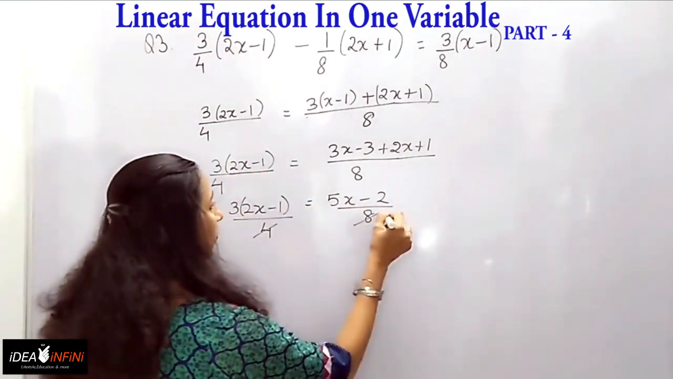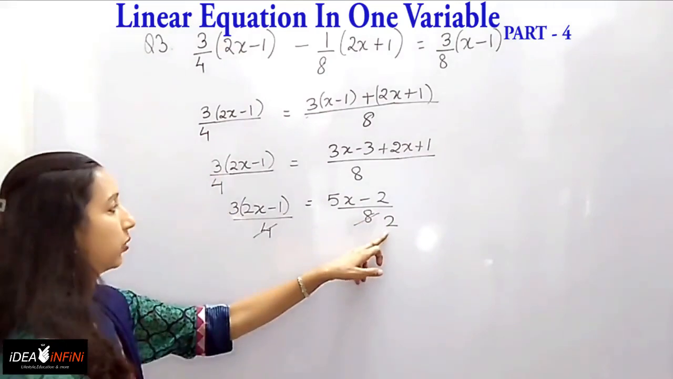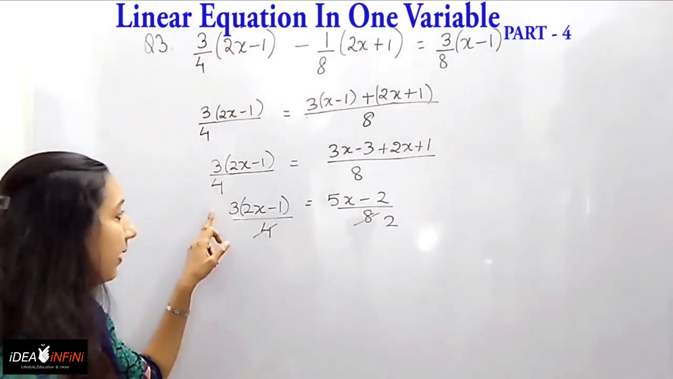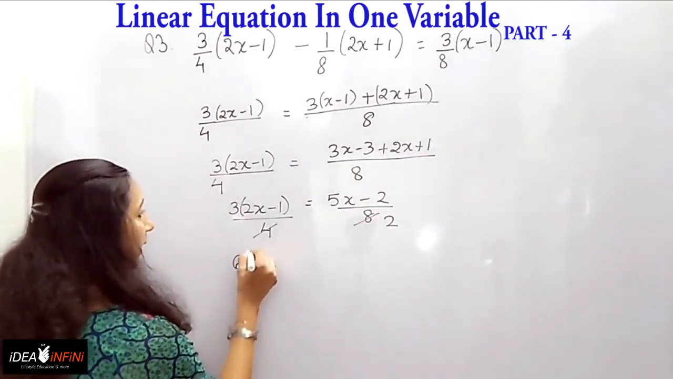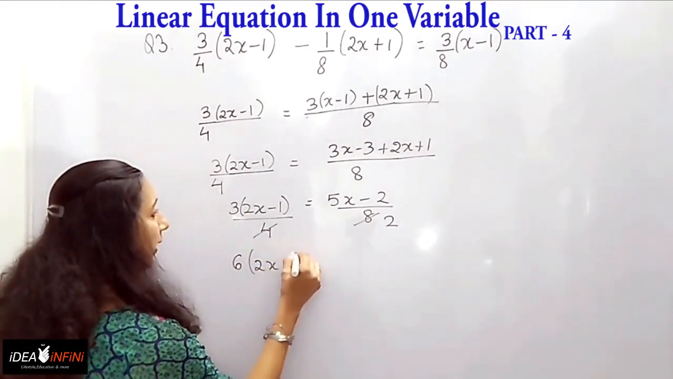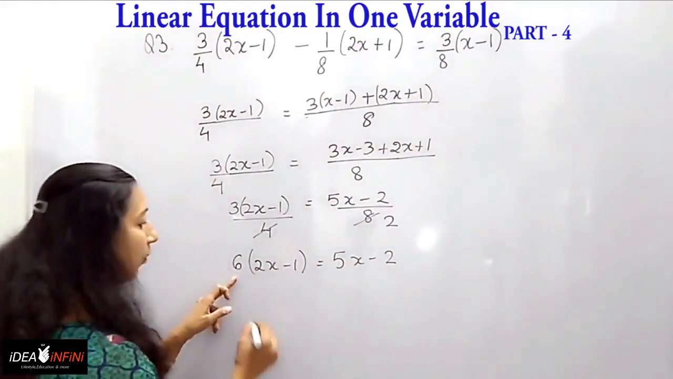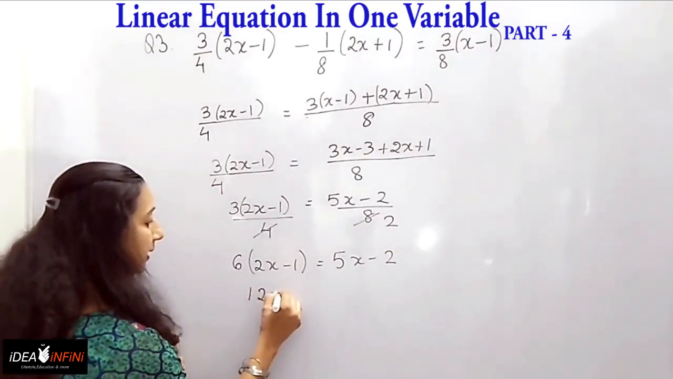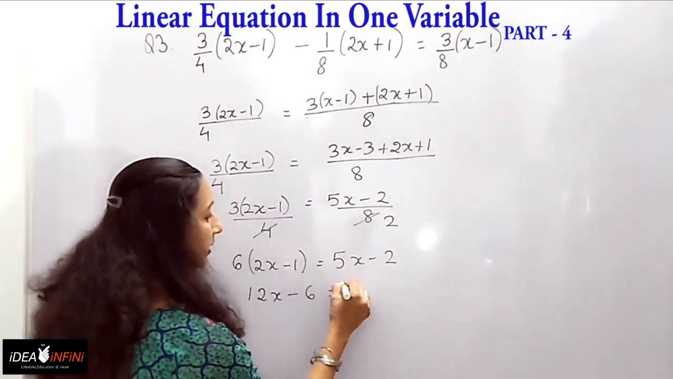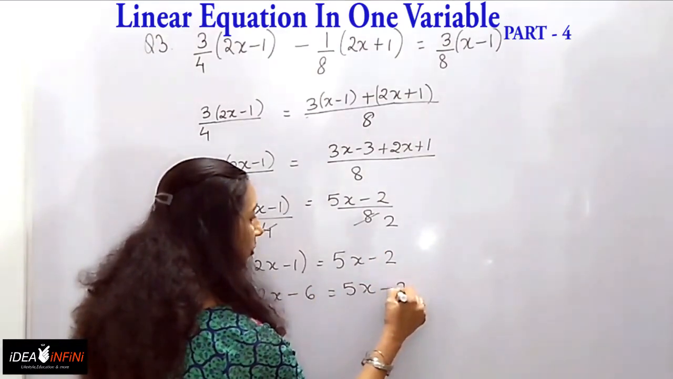So this cancels out with 2, and here this 2 gets multiplied here. It becomes 6. 6 into (2x minus 1) is equal to 5x minus 2. When I open up the bracket, I get 12x minus 6 is equal to 5x minus 2.